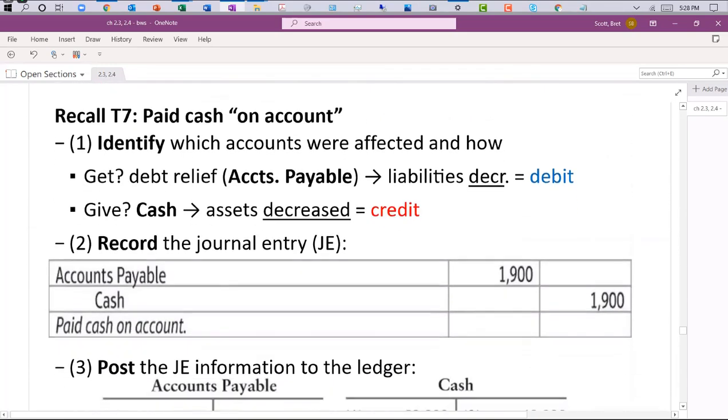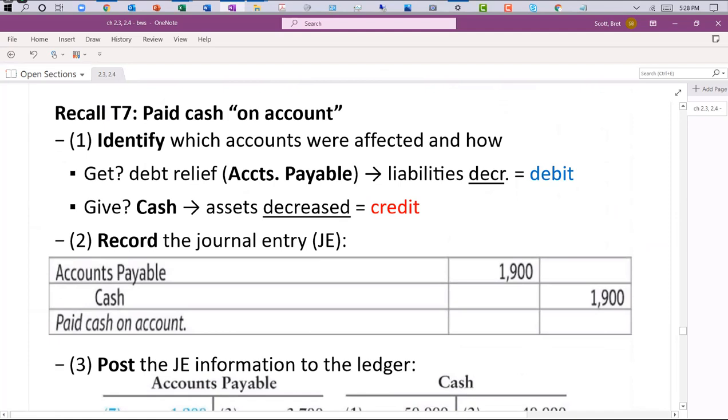Transaction 7, paid cash on account. I don't know what happened there. That's okay, but I know that when I give cash, that asset account decreases, and therefore the account for cash requires a credit. I can start with that. In this case, when I pay down my debts, I'm getting debt relief. That's what paying on account means. So accounts payable, the liability account, is going down.